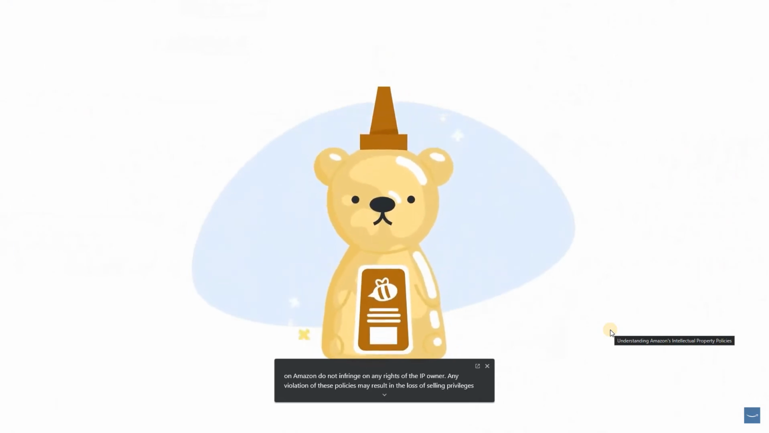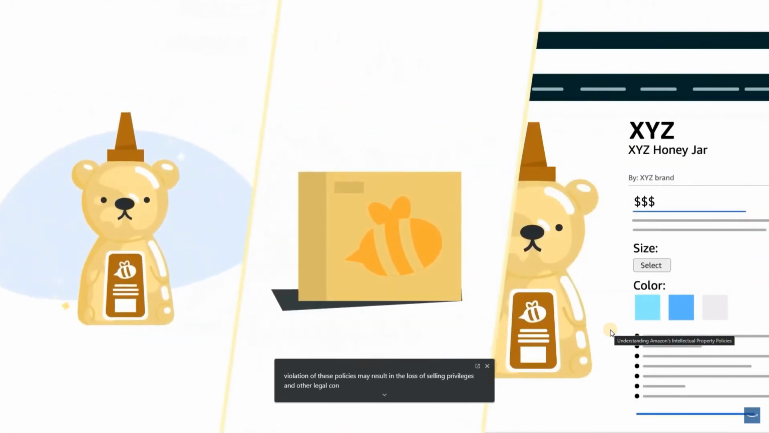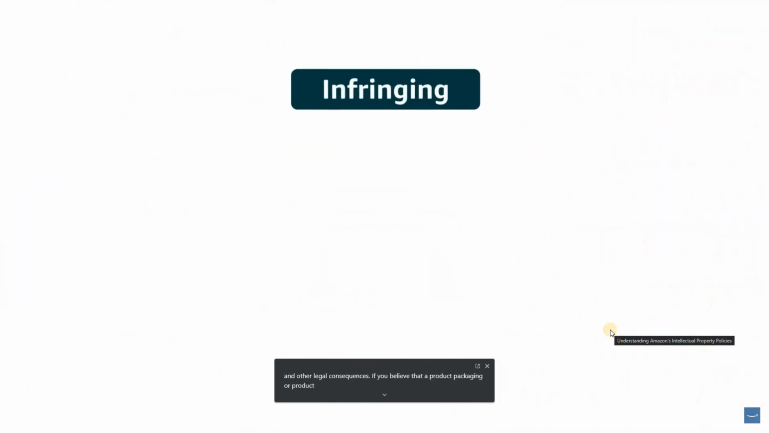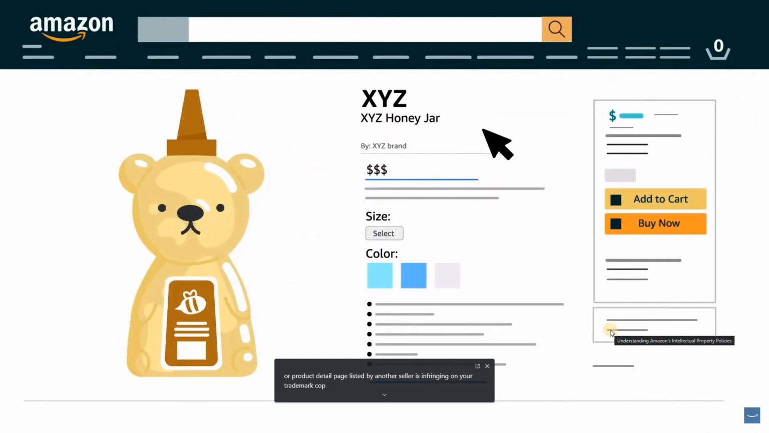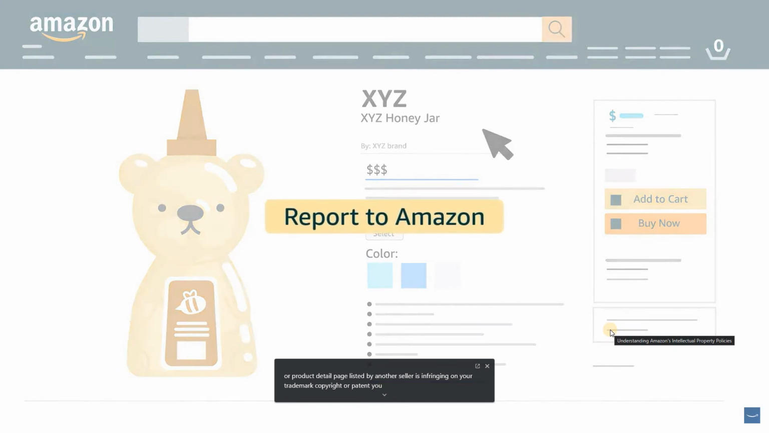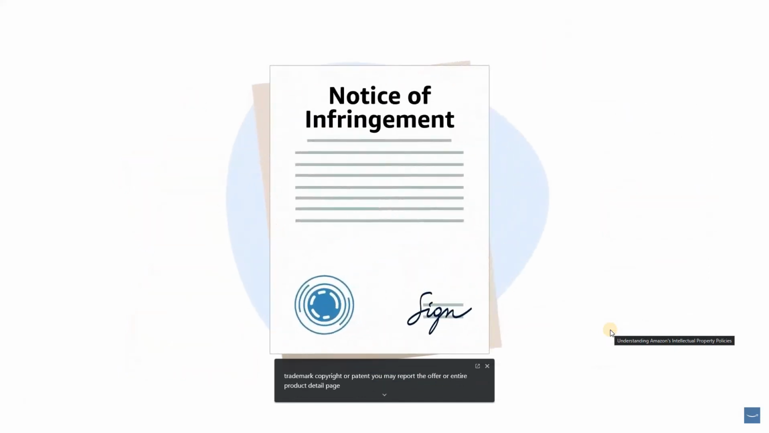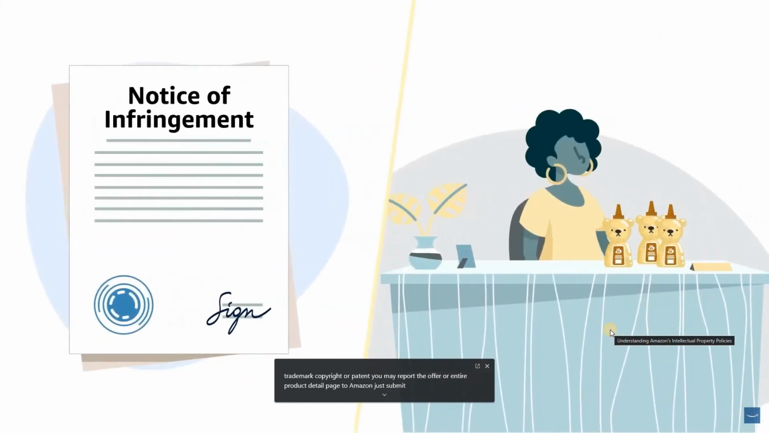If you believe that a product, packaging, or product detail page listed by another seller is infringing on your trademark, copyright, or patent, you may report the offer or entire product detail page to Amazon. To submit a notice of infringement, you must be a rights owner or an agent with permission from the rights owner.